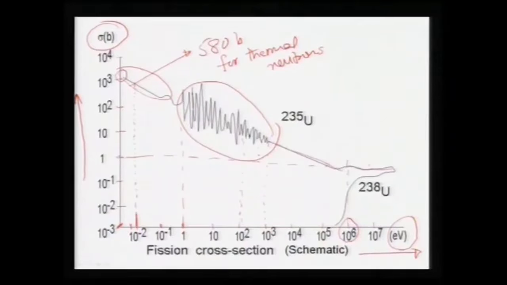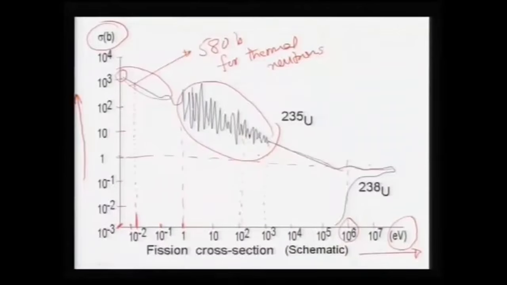So, from thermal energies to mega electron volt energies, the cross section decreases 3 orders of magnitude. Here at thermal energies it was somewhere around 600 barns or like that, whereas in mega electron volt it drops to 1 barn or so. So, a fraction of 600, 700 down as you compare these two energies. So, that is about uranium 235.